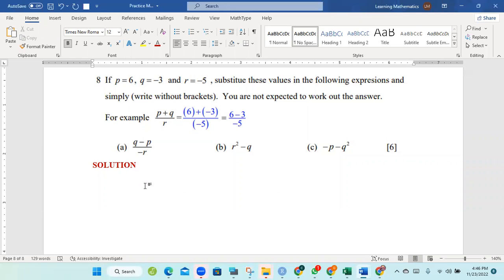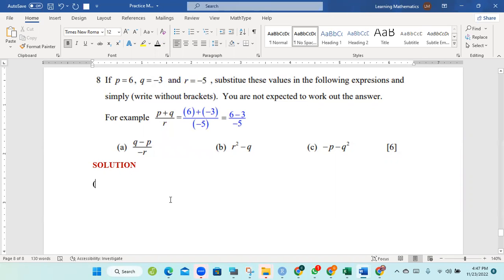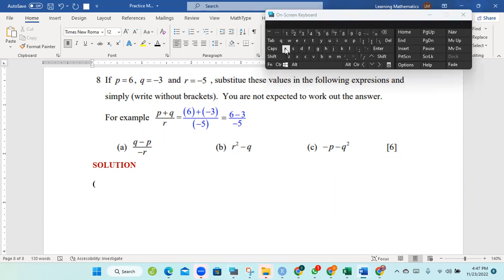Okay, so let's check out scenario A. Because whenever you substitute into a formula, it's always good to convert the letters into brackets. That always is recommended.